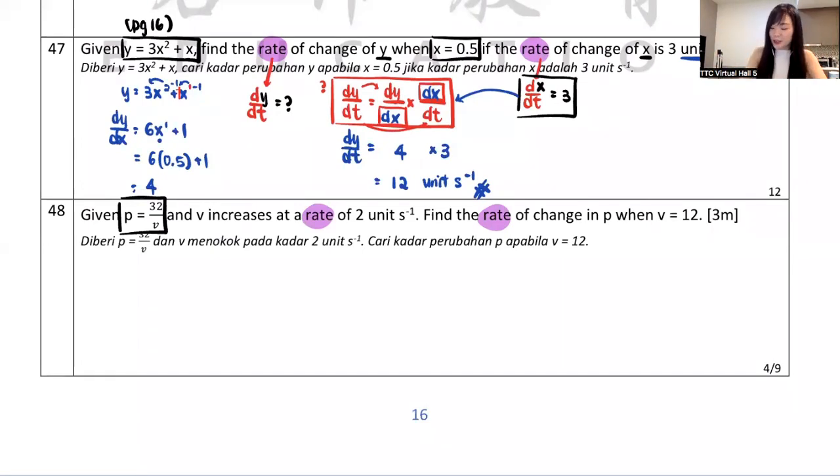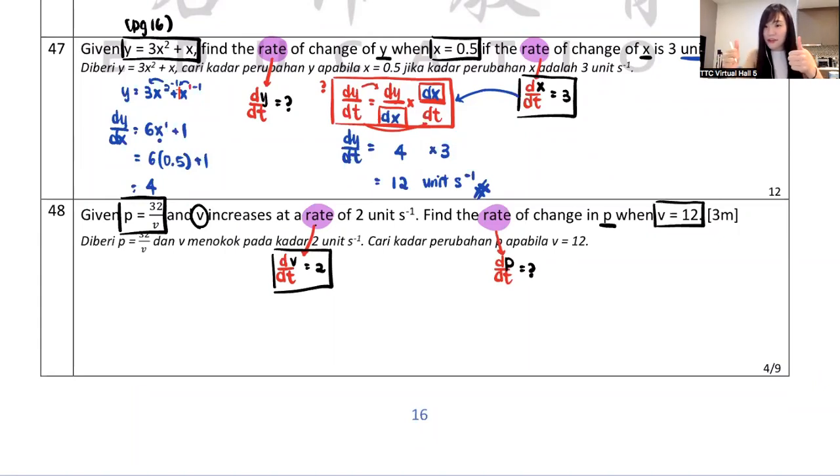Okay, usually. So my dear, the word rate, I repeat again, always represents d something dt. Correct? You just fill in the blank. The first one is d what dt? Very good, Zerxing, dV/dt. Why dV/dt, my dear? They say V increases at the rate. So they say V, so dV/dt. What they want you to find, very good, dP/dt, because they say rate of change in P, isn't it dP/dt? Then they even tell me V is 12. Okay, everything ready. Let's do it.